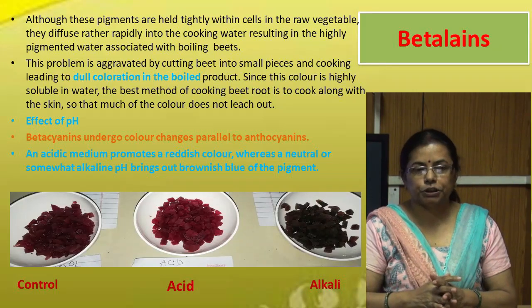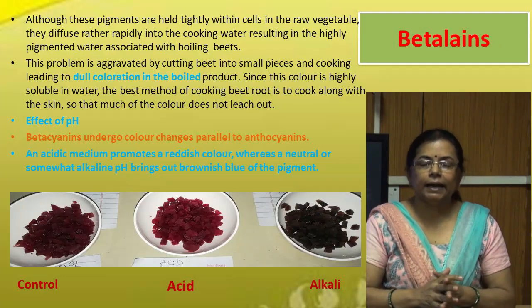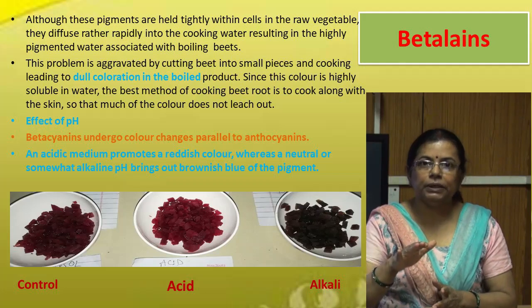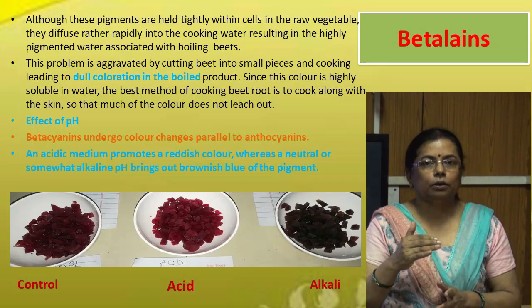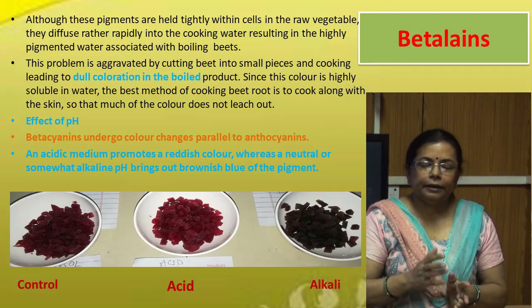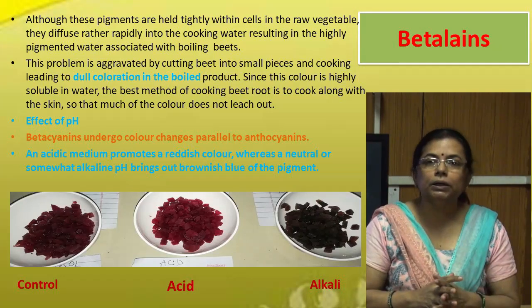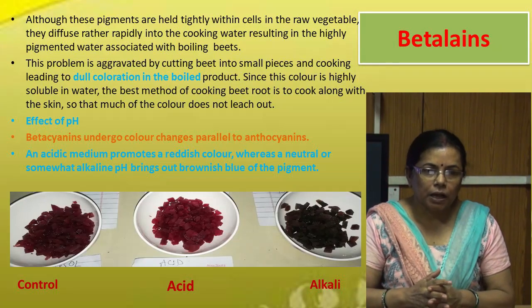boiled products. Therefore, it is suggested that beetroot should be cooked along with the skins to retain the red color of the beetroot. The effect of pH on the betalains is the same as that of the anthocyanin.